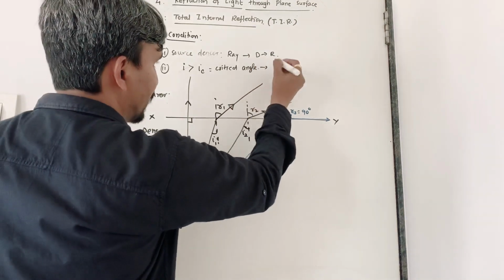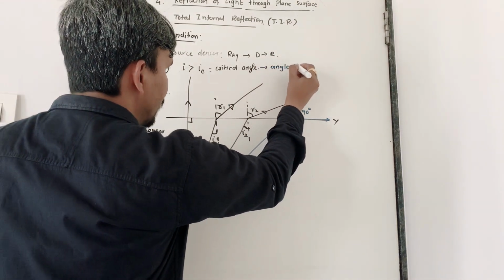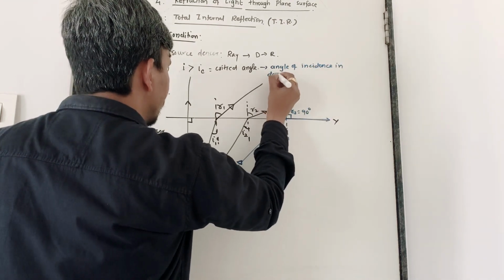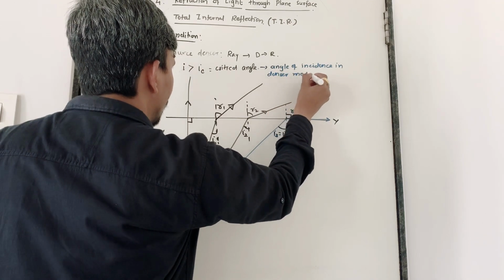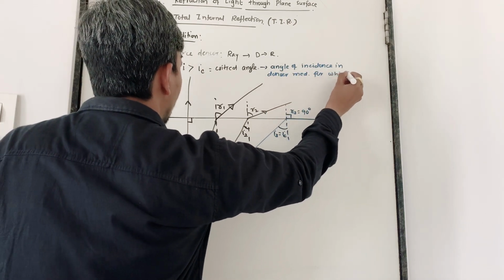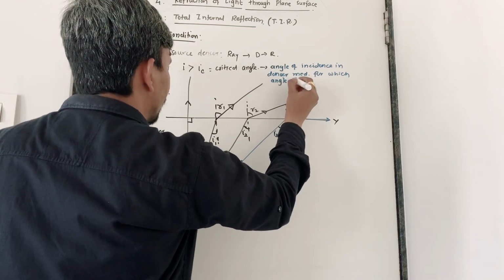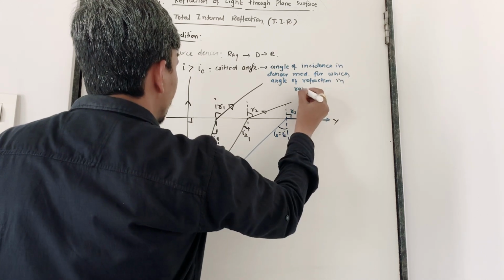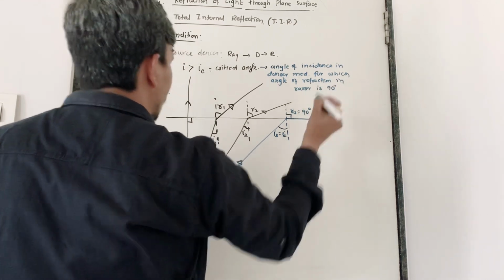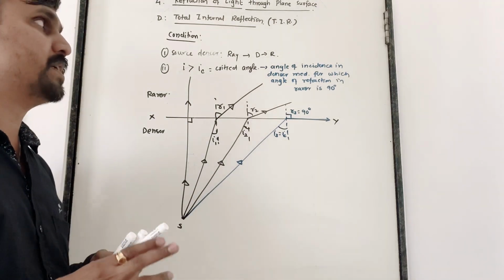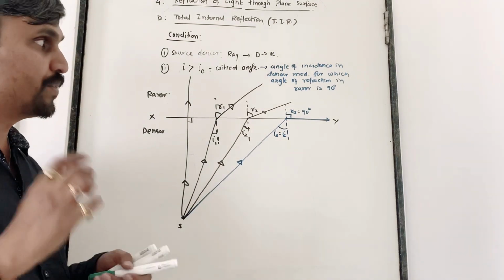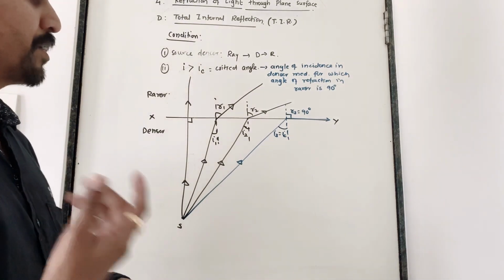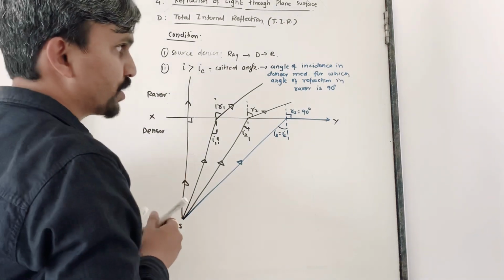So what is the critical angle? The critical angle is the angle of incidence in a denser medium for which the angle of refraction in the rarer medium is 90 degrees. That is called the critical angle for a given pair of media. Now this is constant for a given pair of media.